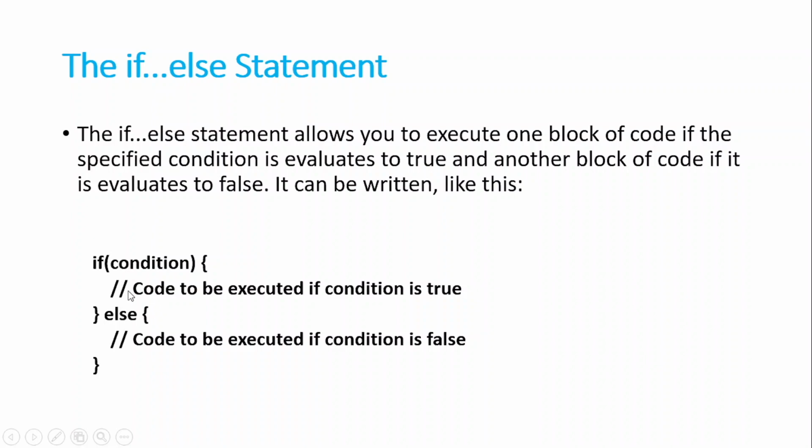So if something is false and you want something to execute, then you can use this else block by writing else keyword here, and after that we can write curly bracket, and inside that curly bracket you can write any code that you want to execute if this condition is false or if this condition fails actually. So you can see if condition is successfully true, then this block will execute, otherwise this block will execute.